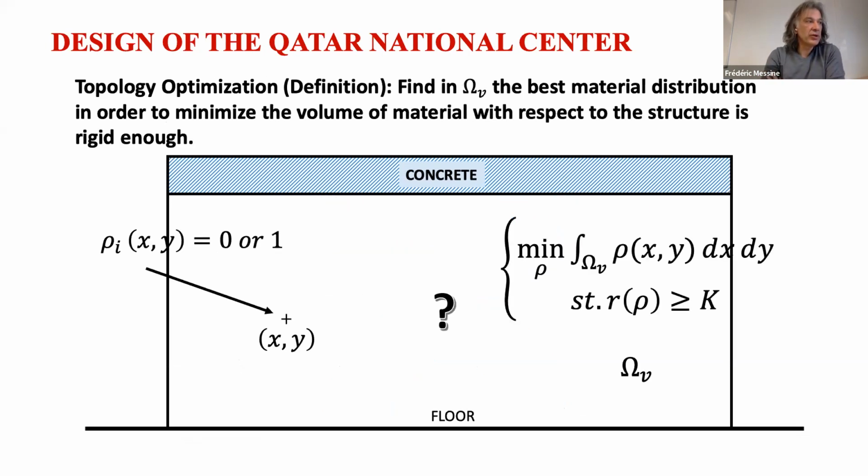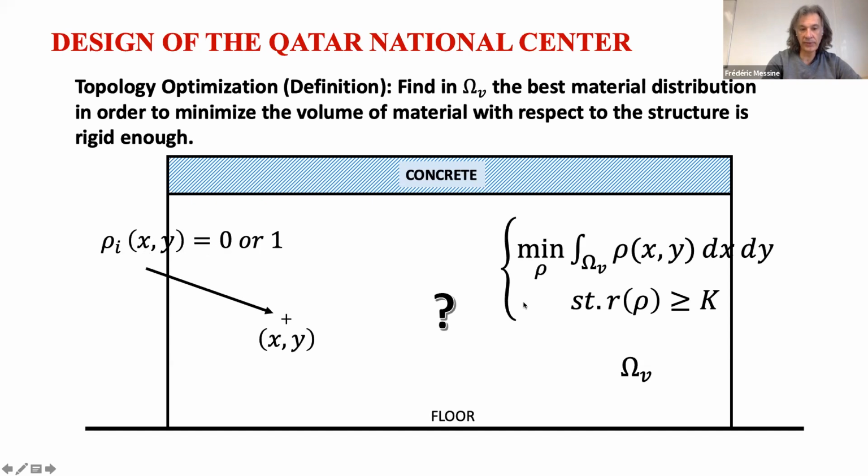So now let me show you what topology optimization is. Topology optimization is to find, in this domain omega, the best material distribution in order to minimize the volume of material, with the constraint that the structure is rigid enough. So in fact, what you have to say here is that you have plenty of material points, and rho will be the density. 0 is for air, for example, and 1 for concrete.